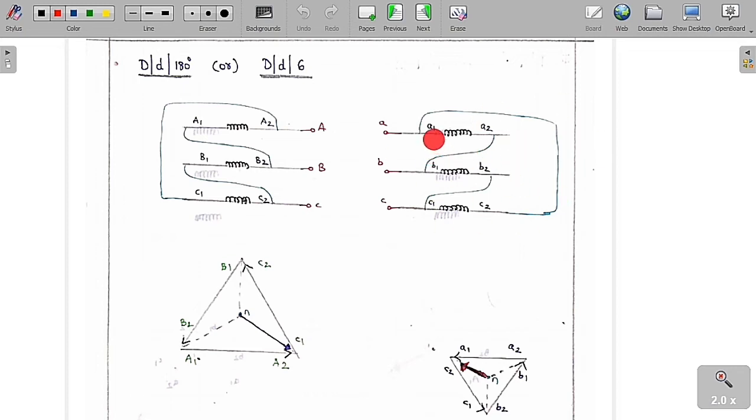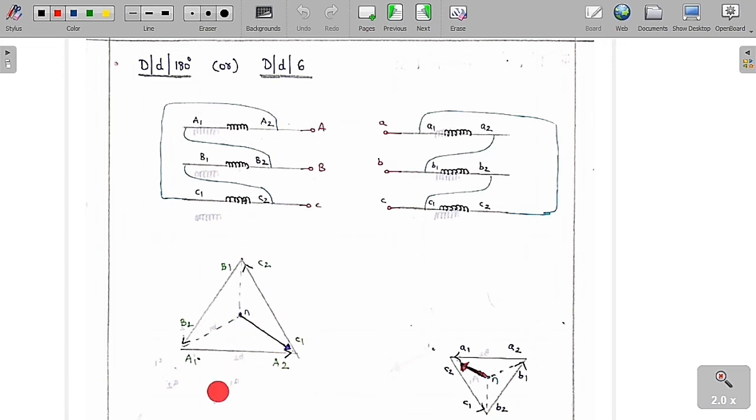In the previous case we connected A1 to B2, B1 to C2 and C1 to A2, and took supply from there. But now we will do the reverse connection: A2 connected to B1, B2 connected to C1, and C2 connected to A1, and we are going to take supply from A1, B1 and C1. This is the reverse connection of the previous case, and now we will see what is going to happen.